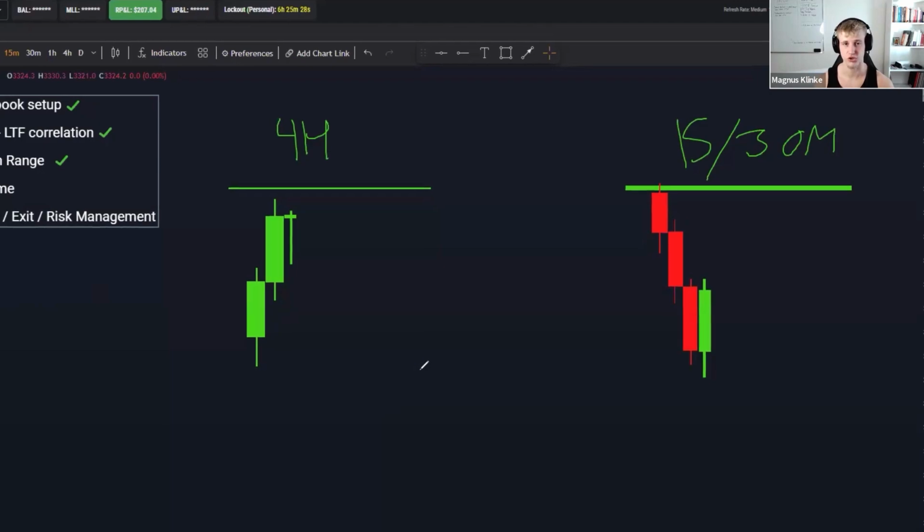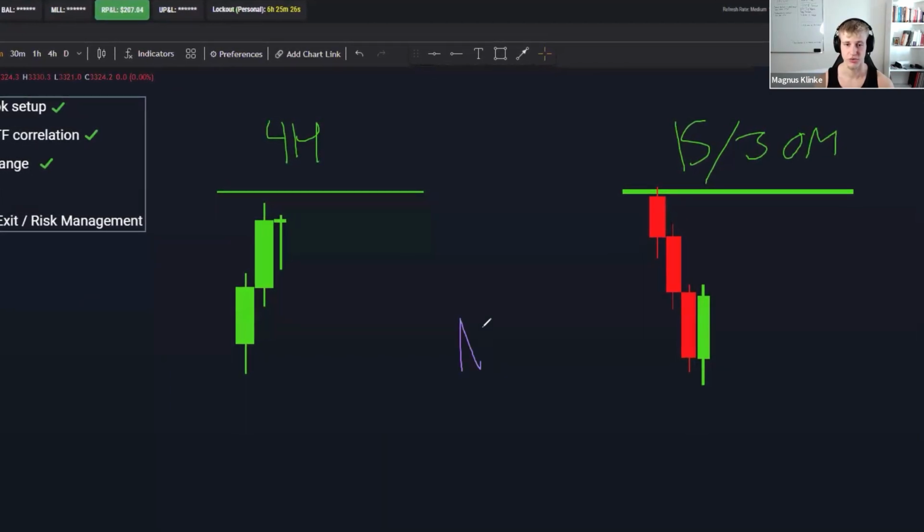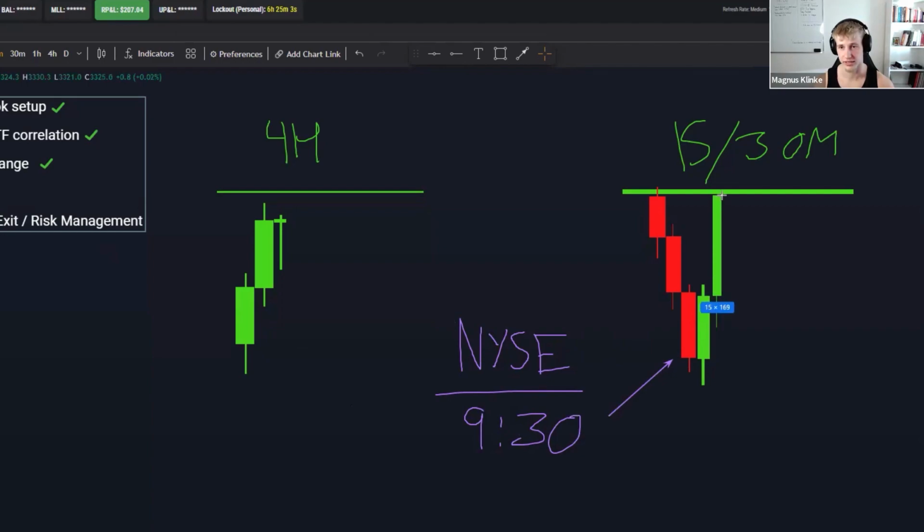So let's say this is the New York session here. We know that New York has the New York Stock Exchange open, NYSE, at 9:30. So let's say this move here happened at this support at 9:30. Now we know that we have high volume. So if we do come down, create that bottom wick, we could see this candle begin to run up here at the 4-hour level.